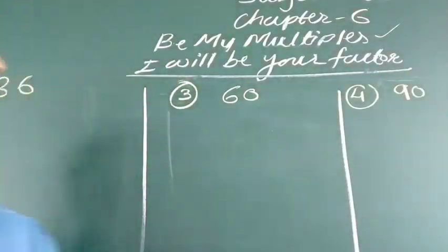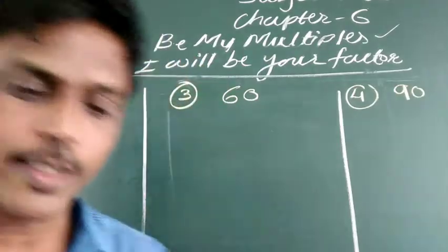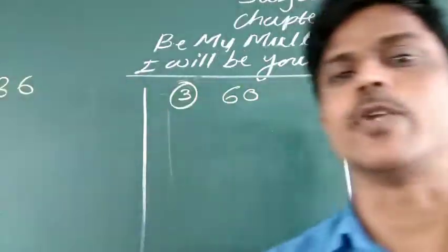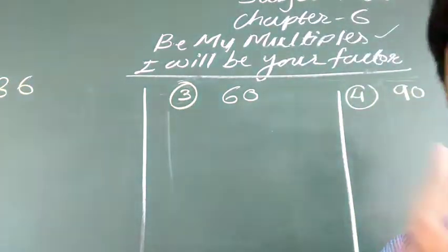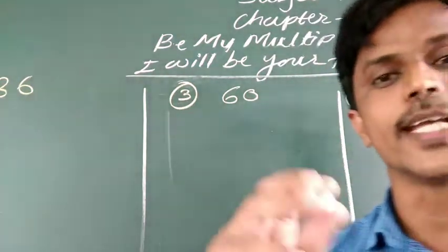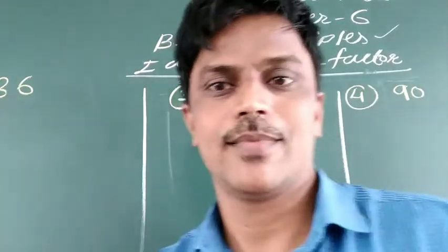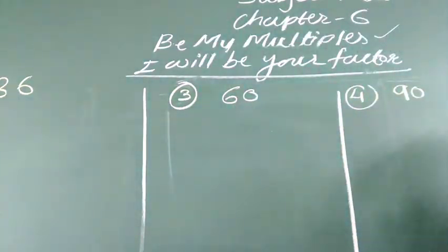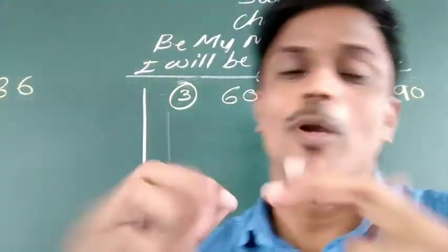Hello students, today is chapter 6, Be My Multiples, I Will Be Your Factors. In last classes we discussed about factor. So what is factor? A factor is a number by which we can exactly divide other number without leaving any remainder. It is factor.